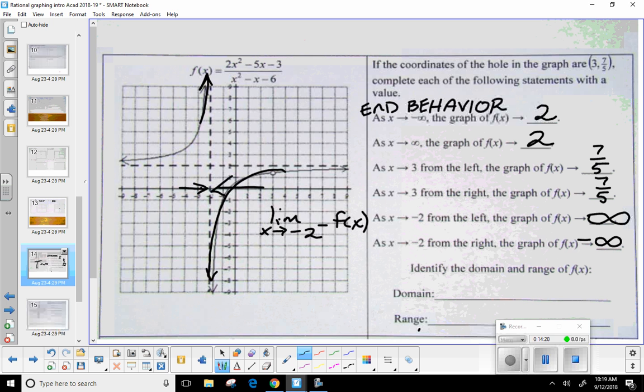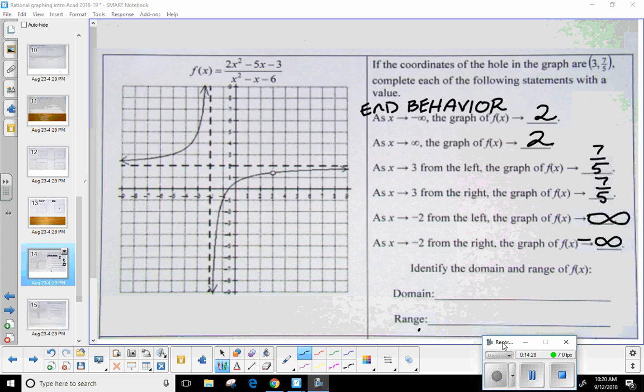Okay. Now, the only thing left is the domain and the range. Okay. Being in math class, I would think that domain is one of our favorites because we do function well in our domain.